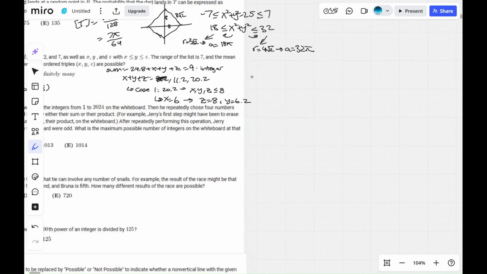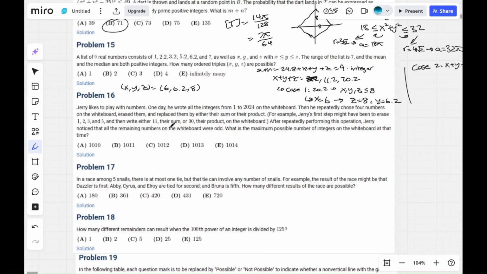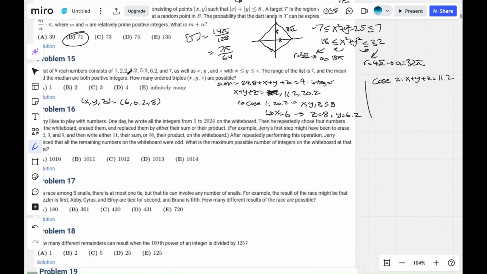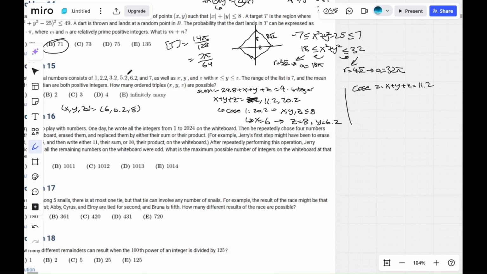So now we can consider the second case, case 2, which is when x plus y plus z is equal to 11.2. So one of them has to be the median, one is less than the median, and one is greater than the median because of the 6 numbers that were given already. So that means that y is the median, and x and z are one on each half respectively.